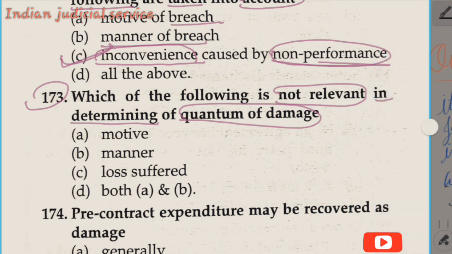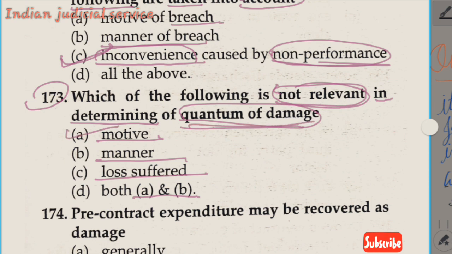Now our option A here is motive, option B manner, option C loss suffered, and option D both A and B. In this question, which of the following is not relevant in determining the quantum of damage? Motive is not relevant here to determine the quantum of damage, and manner and loss suffered, these two are relevant to determine the quantum of damage. So the answer is option A.